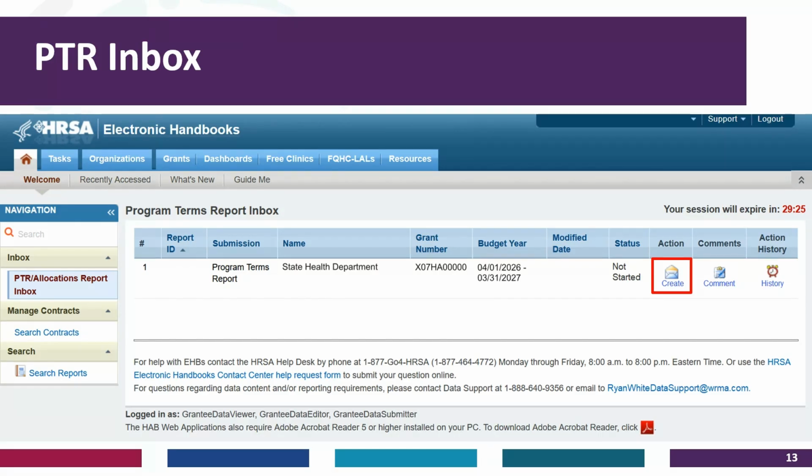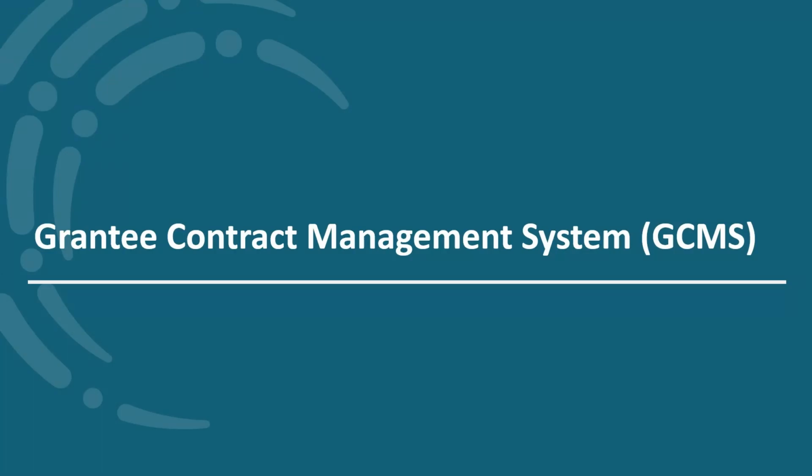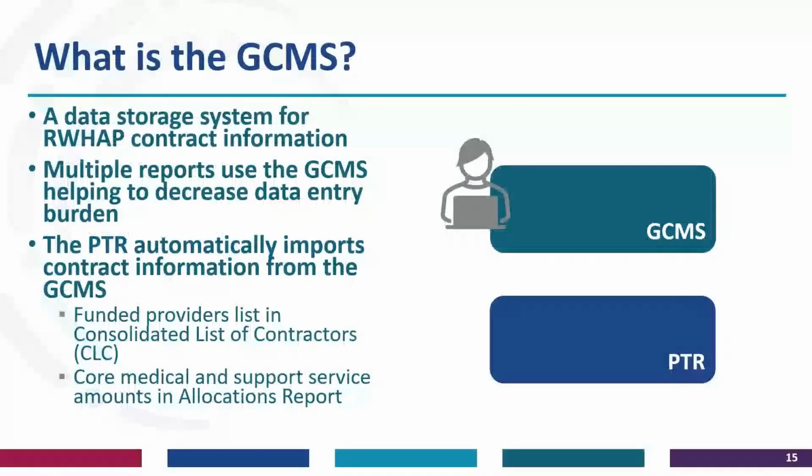Instead, we're going to begin with the GCMS, which you can access by selecting the Search Contracts link, which is over in the navigation panel on the left side of the screen. So let's take a look at the GCMS before we get into the PTR. The GCMS is a data storage system for Ryan White contract information.